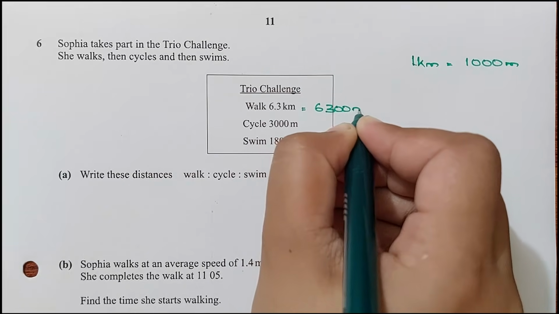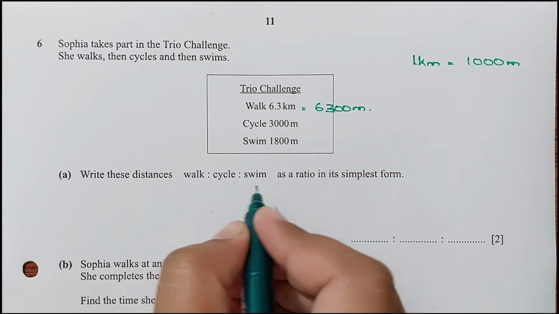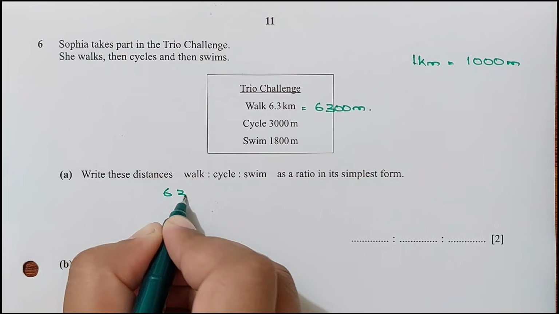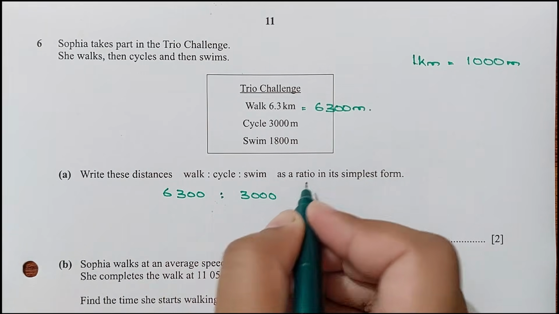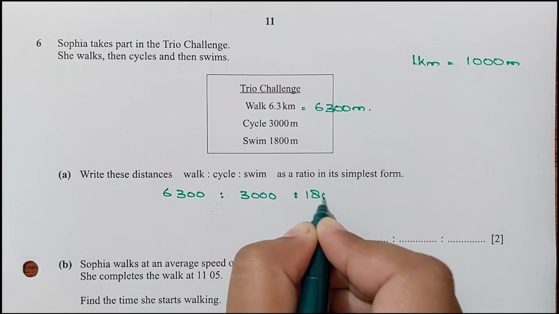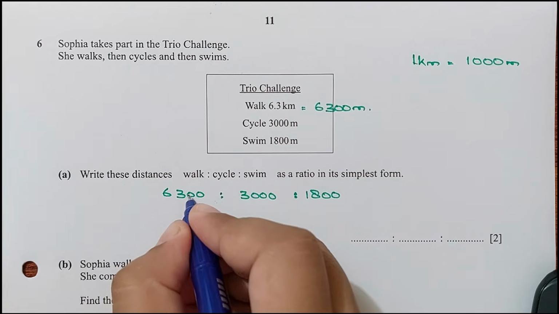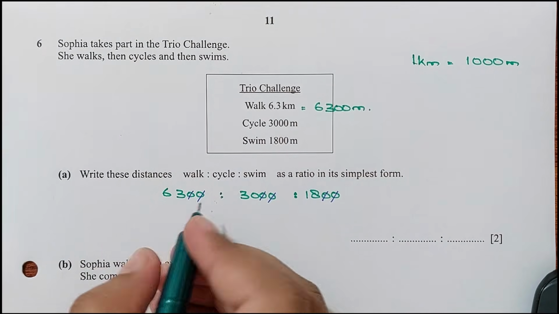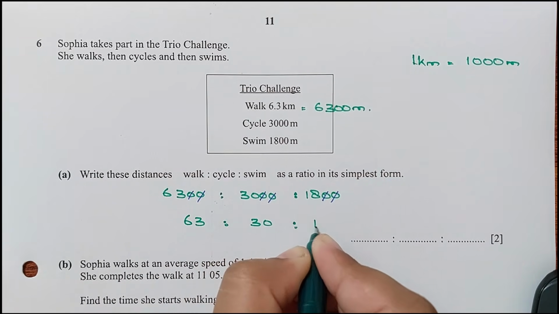Part A: write these distances, walk, cycle, and swim, as a ratio in its simplest form. So 6300 ratio 3000 ratio 1800. All right, we have to convert them into simplest form. Okay, let me get rid of the zeros first. Two zeros and two zeros, right? Now we are left with 63 ratio 30 ratio 18.